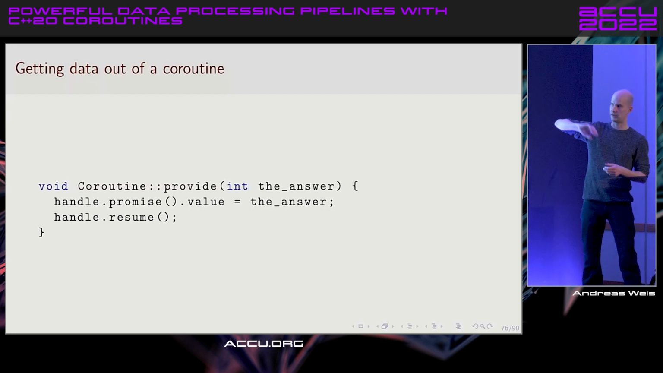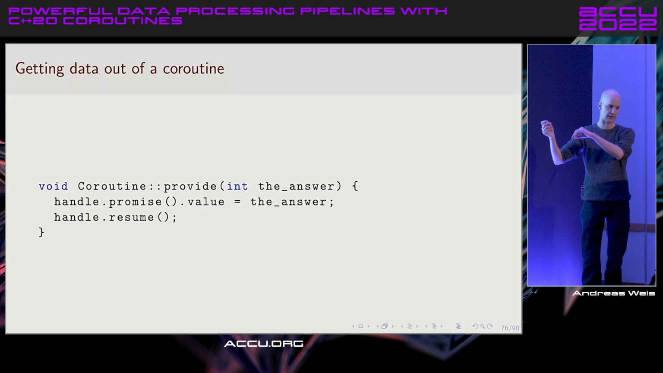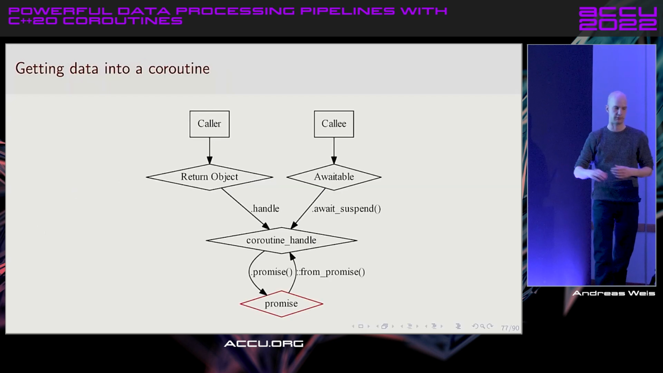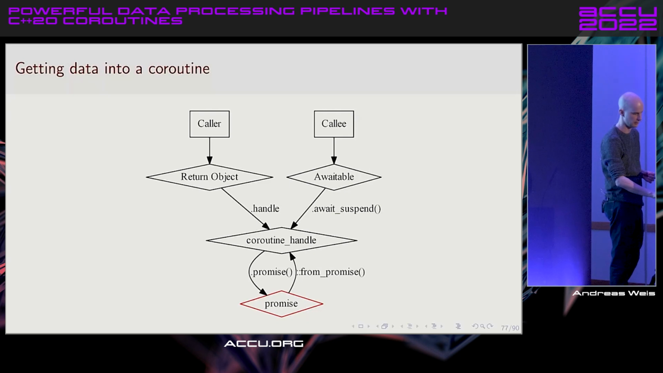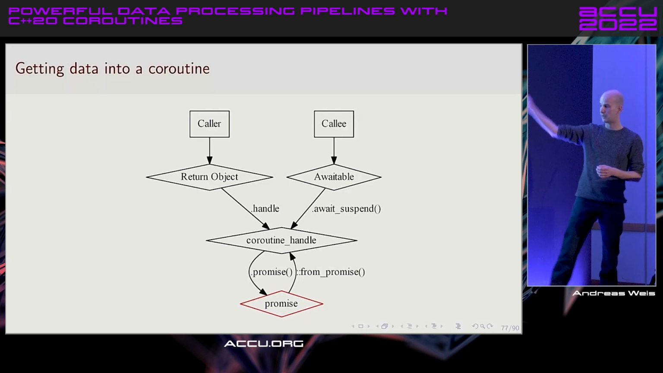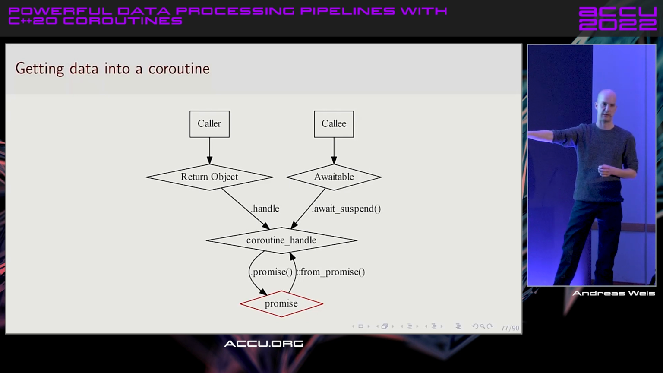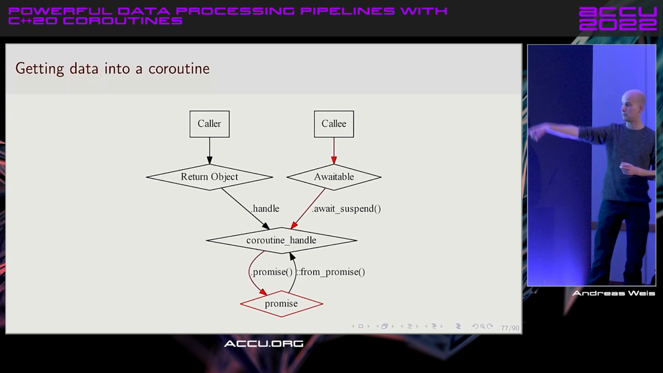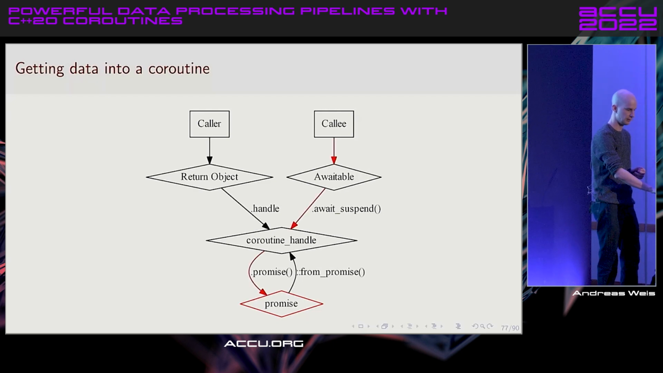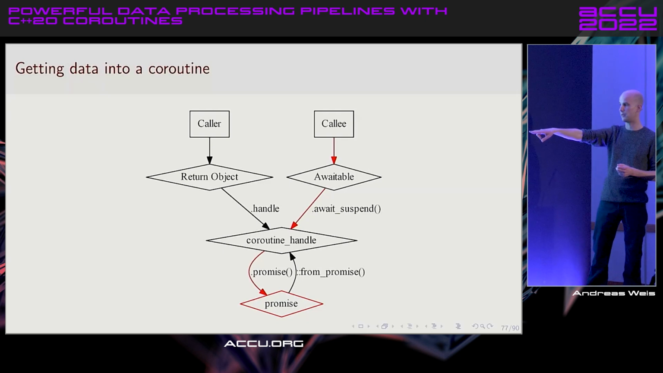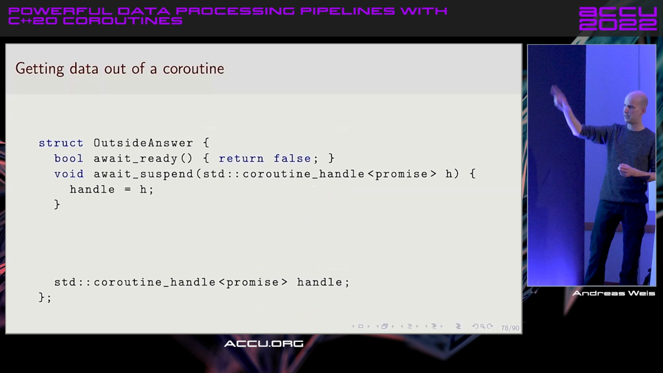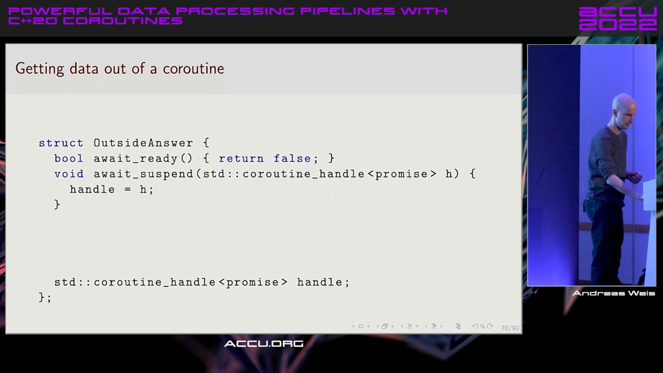And again, because the return object has access to the handle, it's able to do all of this. That's the connection here. So now again, we stored the data in the promise. The data now lives in the promise. And if we want to retrieve it from the other side, we have to go through the awaitable. Now, this path is not quite what is here on the map, as we will see.